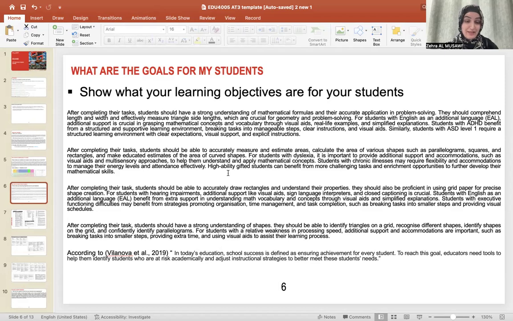Group 2, after completing their tasks, students should be able to accurately measure and estimate areas, calculate the area of various shapes, such as parallelograms, squares, and rectangles, and make educated estimates of areas of curved shapes. For group 3, students should be able to accurately draw rectangles and understand their probabilities. For group 4, students should have a strong understanding of shapes.